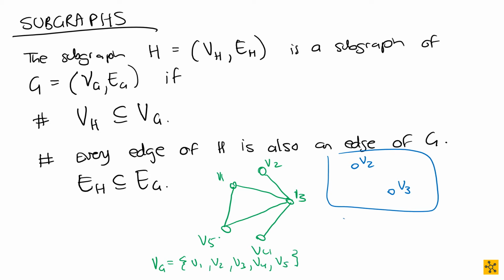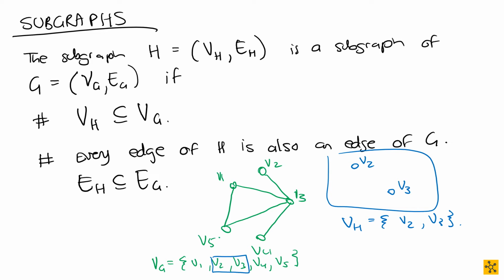And if you look at this here, VH is equal to V2, V3. So you can see clearly that V2, V3 feature in your VG. So it is a subset of your VG. And then every edge of H is also an edge of G.